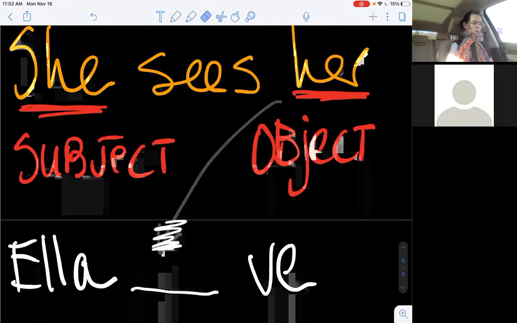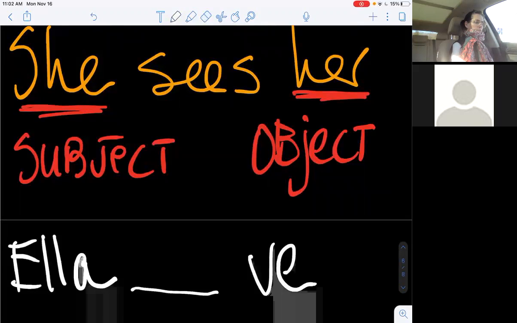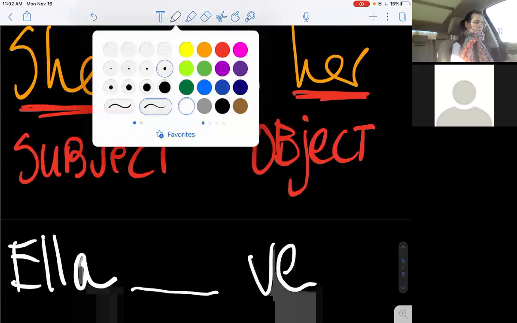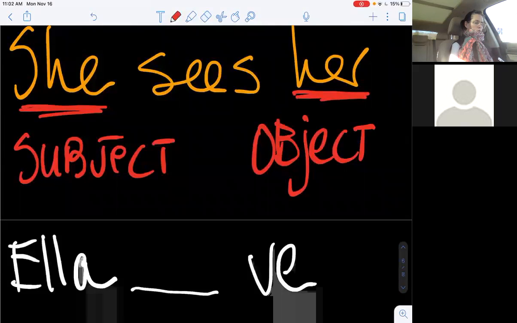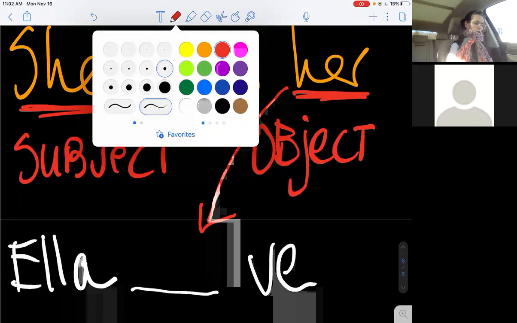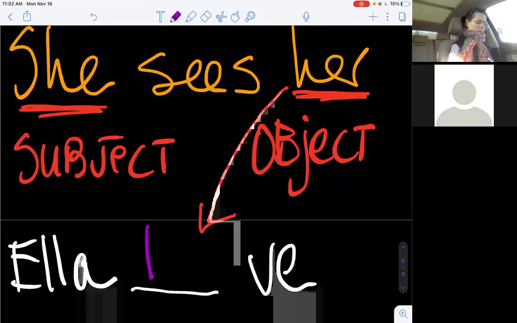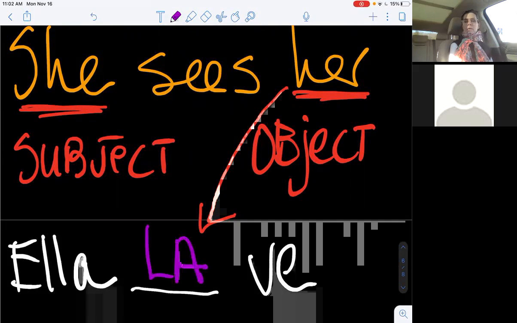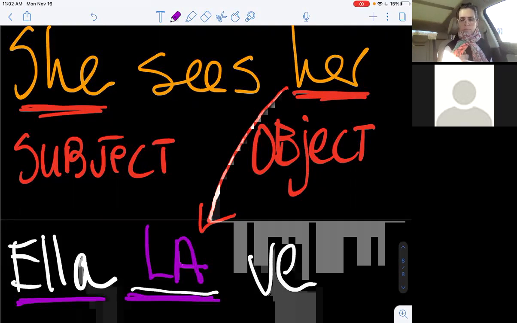Therefore, let's just erase this a little bit. So we're still going to put that there. And we're going to see la. Her. Ella la ve. So one thing is she, ella, and the other thing is her. That's what you're getting confused with. Which one is talking about whom? That's why I like to say whom, because the whom is this part here.